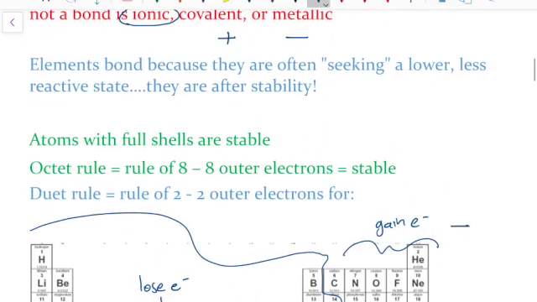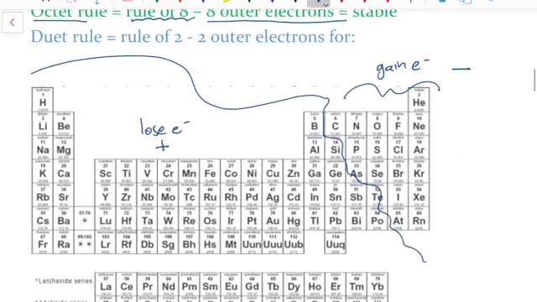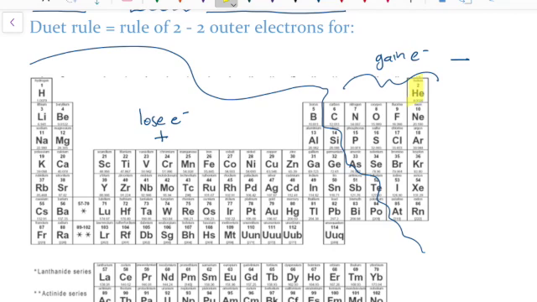So, what is an atom trying to achieve by gaining or losing electrons? The reason why atoms do this is because they're seeking stability. They're looking for a more stable state. Atoms with full outside shells are said to be stable. The octet rule, or the rule of 8, means that when an atom has 8 outer electrons, it is stable. And those stable guys would be these guys right here, the noble gases.